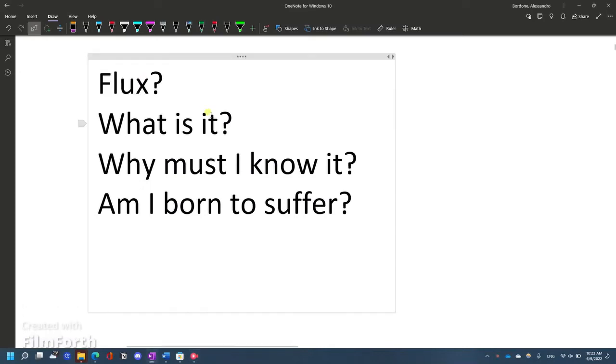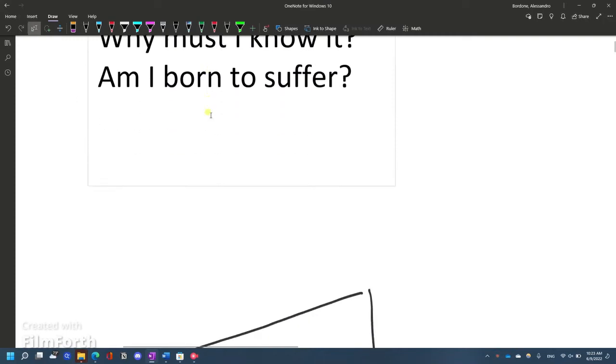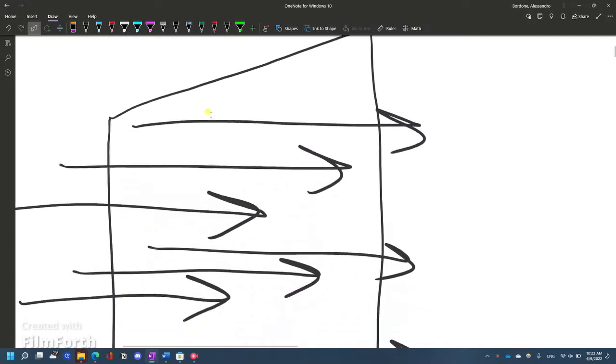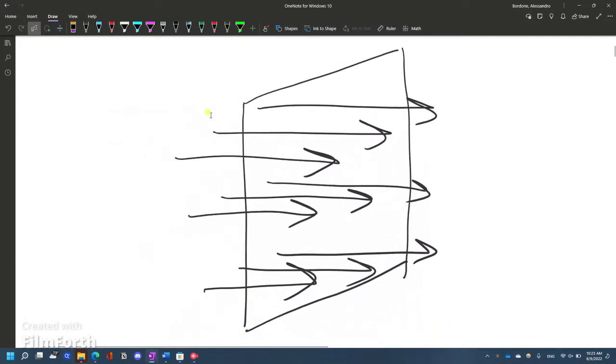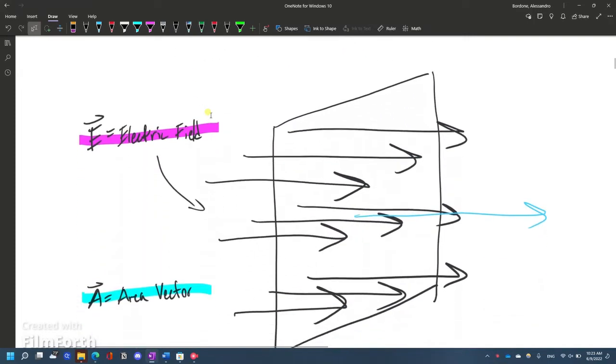Flux. What is it? Why must I know it? Am I born to suffer? Before we show you and answer all these questions, we should describe what electric flux is in the English language. Electric flux is the amount of electric field passing through a surface at a given time, as shown.